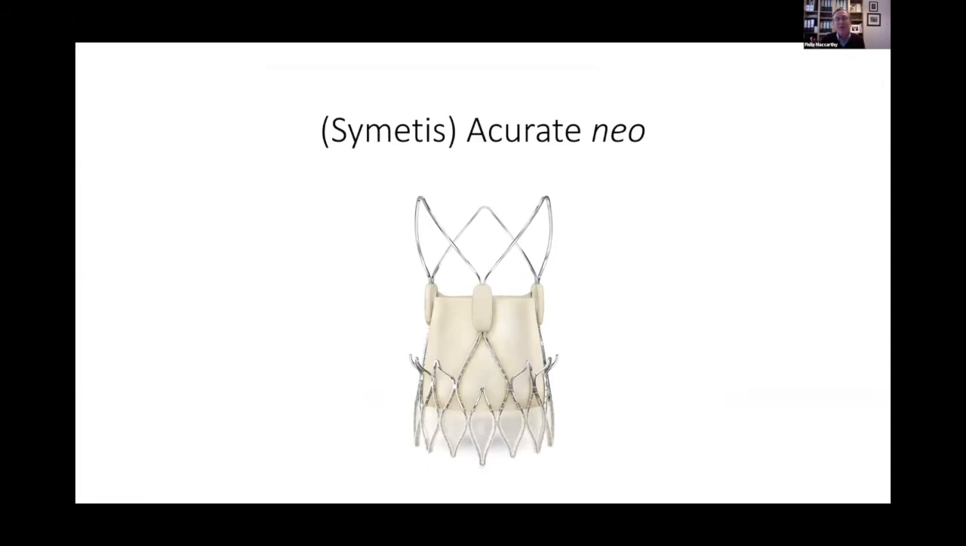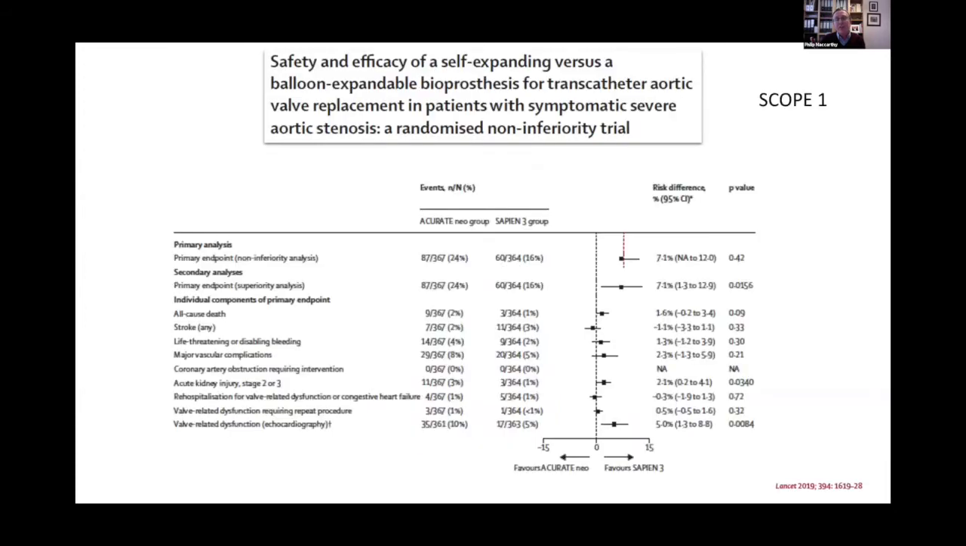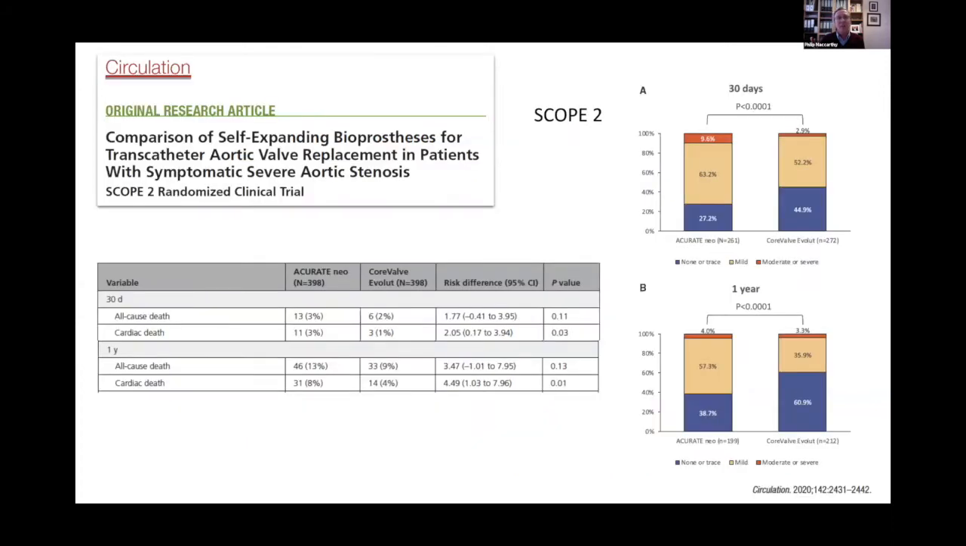What about Accurate Neo? This is made by Boston. Unfortunately, in the 2 head-to-heads involving the Accurate Neo, it failed to meet non-inferiority criteria. SCOPE 1 compared it to the Sapien, and there was a significant advantage of Sapien, both in terms of mortality and paravalvular leak. And SCOPE 2 also had an excess mortality in the Accurate Neo group. At 1 year, this was 8% versus 4%. This is almost certainly due to this PVL that you see with the Accurate. You see at 30 days, quite a large number of patients either have a mild or a moderate PVL.